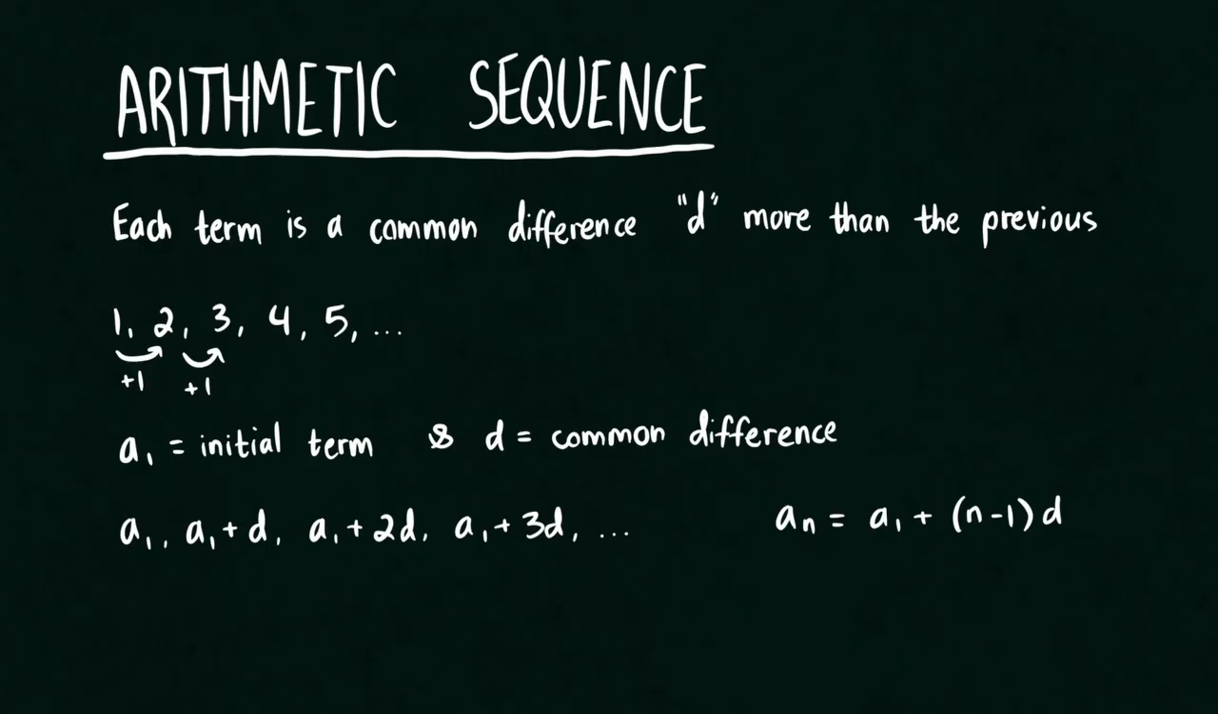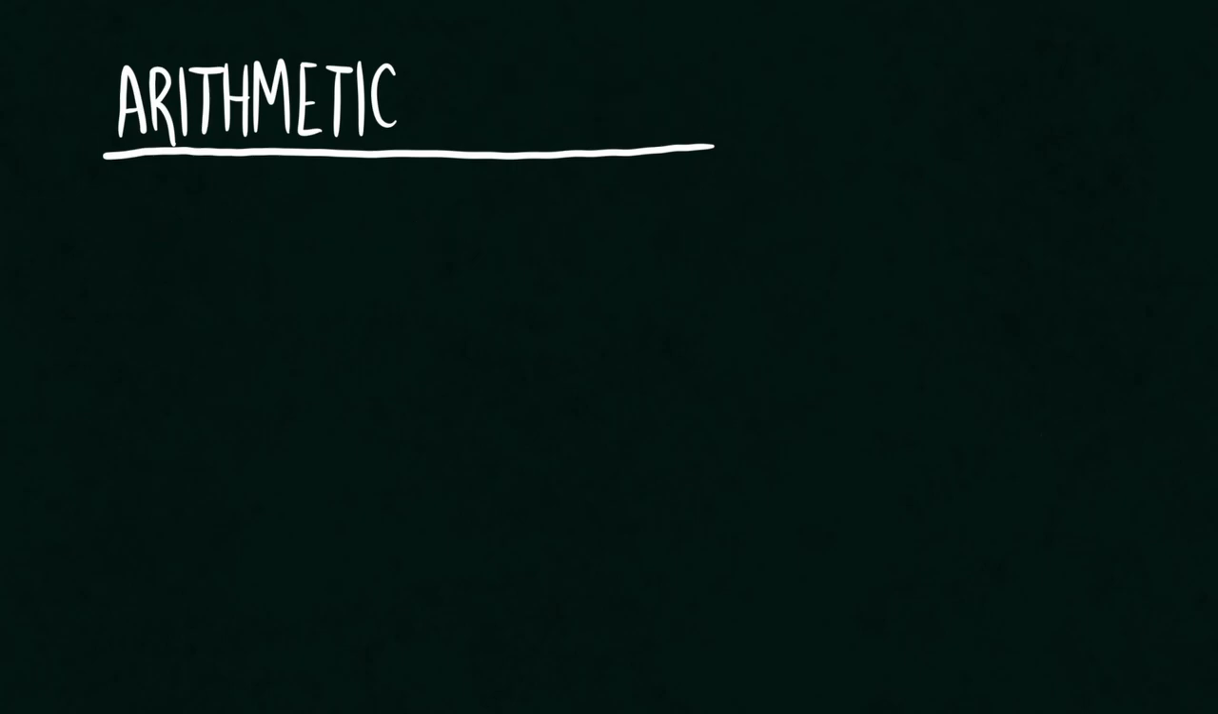A good thing to note is that these numbers don't have to be integers. In fact, they can be any real numbers. So for example, this right here, maybe not as pretty, but still an arithmetic sequence. So now let's look at what happens when you try to sum these puppies up.